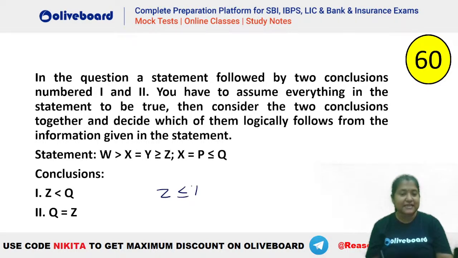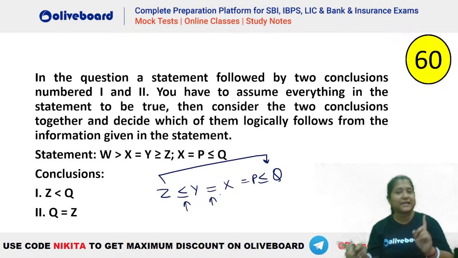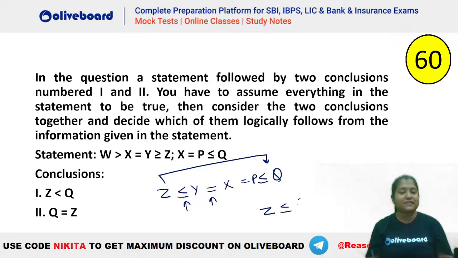So Z is less than equal to Y is equal to X is equal to P, and P is less than equal to Q. So what is the relation from Z to Q? You can see we have a less than equal to and equal to between Z and Q. So less than equal to gets the higher priority. So we will be having Z is less than equal to Q. So this means either Z should be less than Q or Z should be equal to Q.